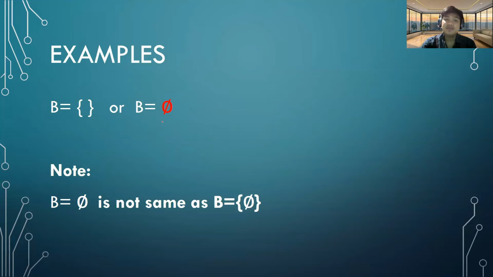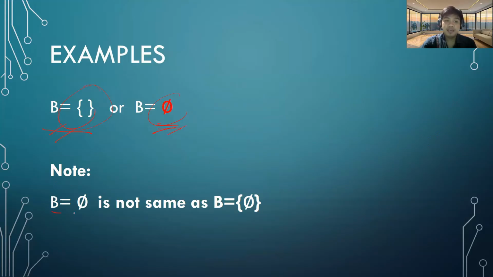So aside from the 0 with slash na symbol to indicate a null set or empty set, pwede rin natin gamitin yung curly braces natin. So yung braces natin, yung ganyan, at walang laman sa loob. So basically, ibig sabihin yan, yung set B is a null set or empty set. Or you can simply write B is equal to this particular symbol. So ibig sabihin empty. So here is the note.